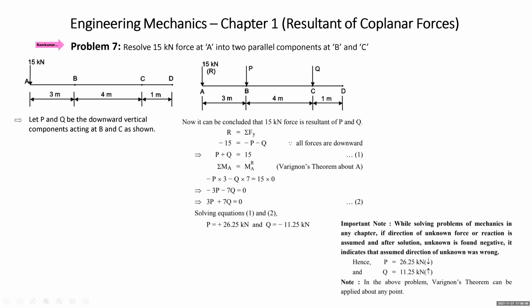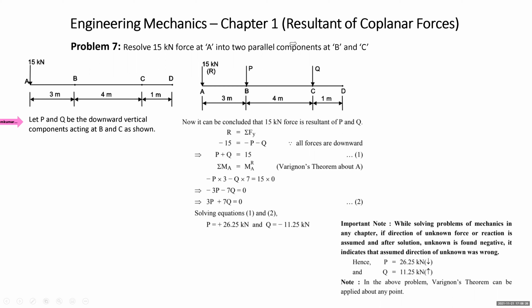So I'm saying that let P and Q be the downward vertical components acting at B and C. ये देखो, मैंने P, ये मैंने Q assume किया downward. मुझे मालूम है क्या ये downward होगा कि upward होगा? No. इसके लिए मैंने यहाँ पे लिखा let. I am assuming that P and Q are downward.